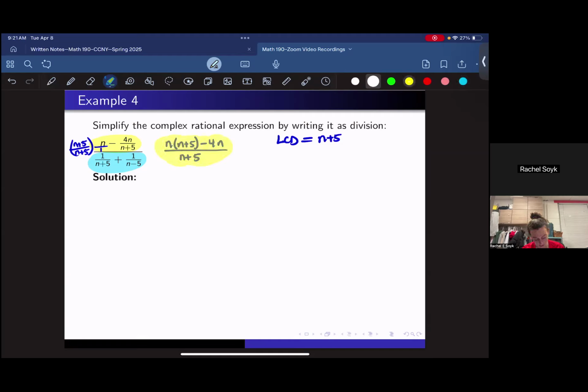And then we can simplify that a little bit more. Let's utilize our distributive property. We have n squared plus 5n minus 4n. Combine some like terms, and this is just n squared plus n all over your n plus 5.